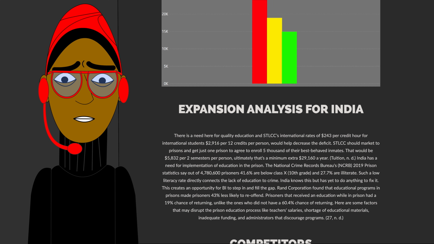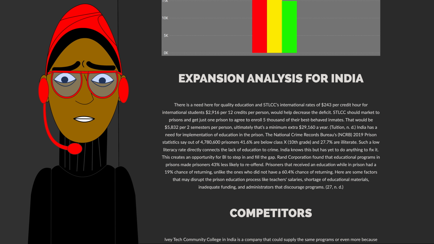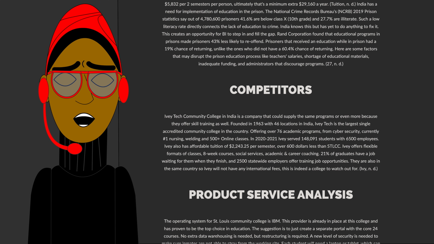the past few years. We talk about the expansion to India, how if they were to just get a certain amount of people that they would come out of debt, and to target India is a great thing, and this is the plan. We talk about competitors, how India has a college called Ivy Tech Community College, which actually can offer the same things that St. Louis Community College can offer, and it will be cheaper because they don't have to pay out of international fees.